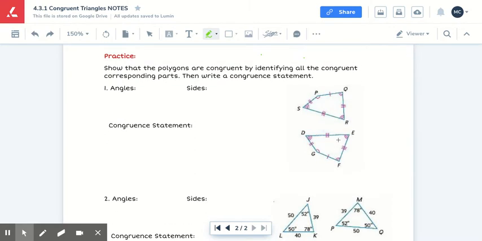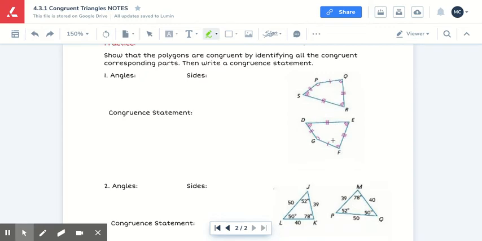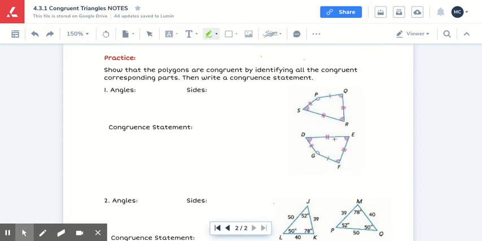Okay, on the next page there we have some practice problems. So if you feel like you're understanding what's going on here, this would be a great place to pause and try to write down the corresponding angles and the corresponding sides for these two figures here.